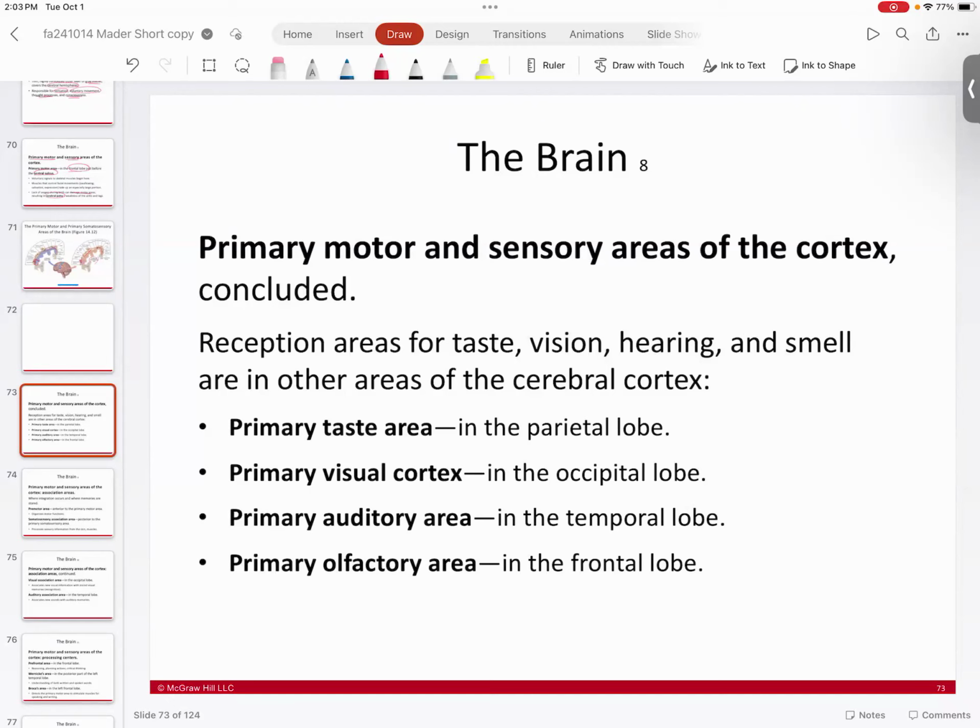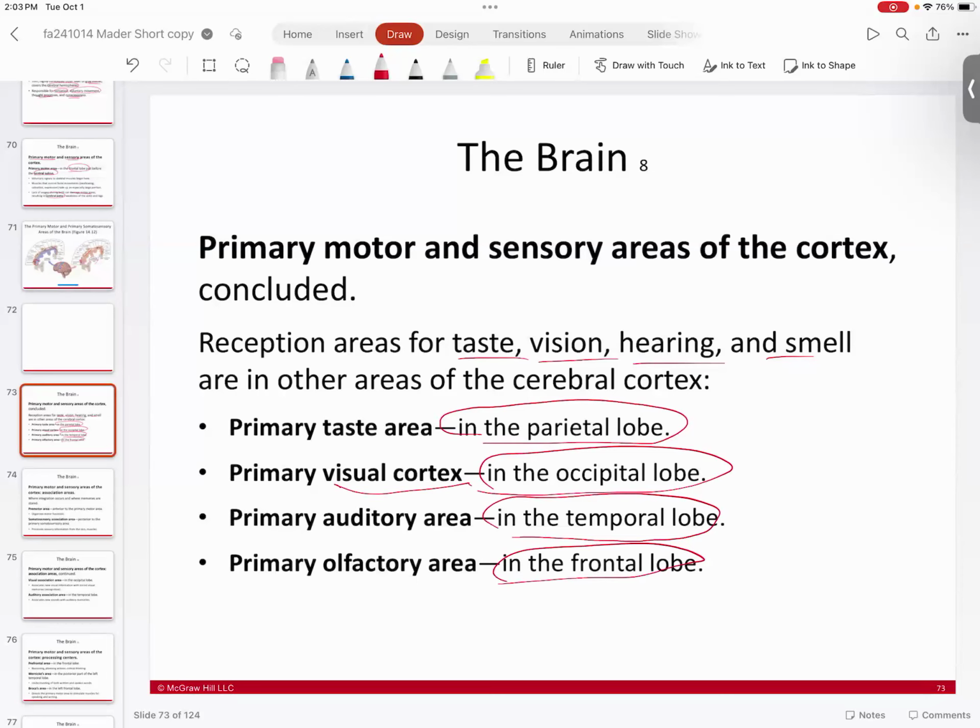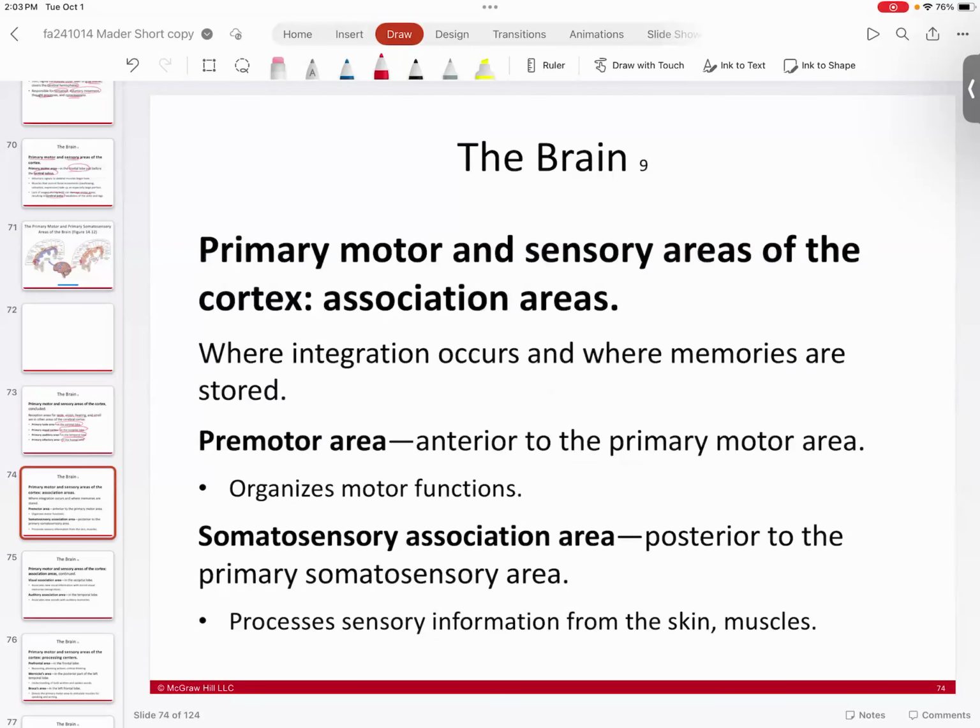One of the things you'll also have in the sensory area of the cortex are the reception areas for your senses, for instance, taste, vision, hearing, smell, things like that. Your primary taste area is located in your parietal lobe. Your visual cortex typically is in your occipital lobe. Your auditory area is in your temporal lobe, and your olfactory is in your frontal lobe. These are processing areas for all of your senses. Ultimately, where the integration occurs is also where your memories are stored. This is one of the reasons why you can log memories along with sensory stimulation.